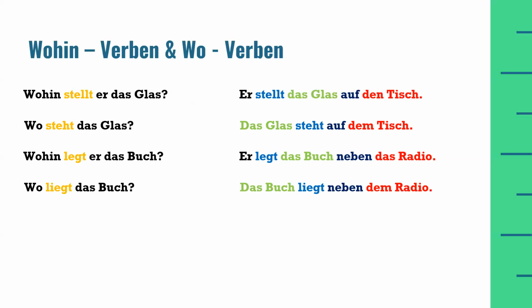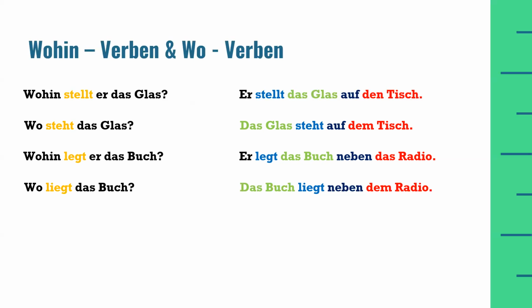The next question is: Wo liegt das Buch? Where is the book lying, or where does the book lie? Now, here we are asking about the location of the book. So we cannot use wohin here, and we also cannot use the verb legen here. We have to use the verb liegt.